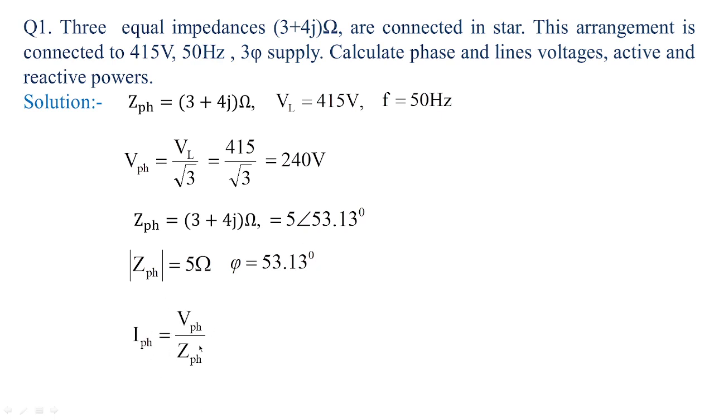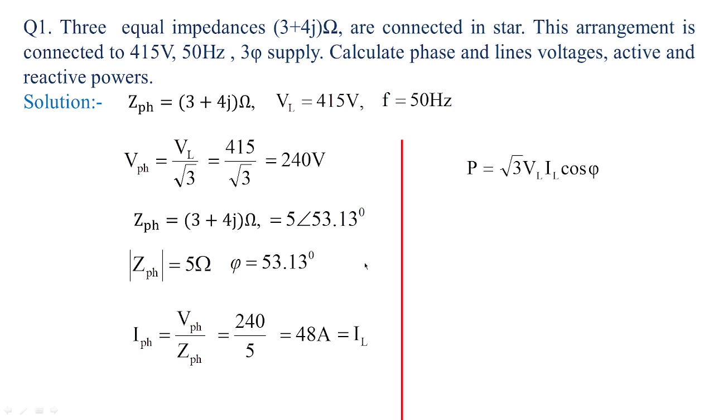Now I phase is equal to V phase by Z phase. 240 by 5 will give you the value as 48 amperes. In fact, line current and phase current are equal in a star network. Hence, it is easier for us to find the active power, given by P is equal to root 3 VL IL cos phi. Substituting the values, with phi as 53.13, will give you the value as 20.701 kilowatts. So this is the active power.